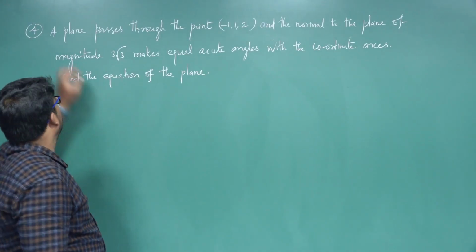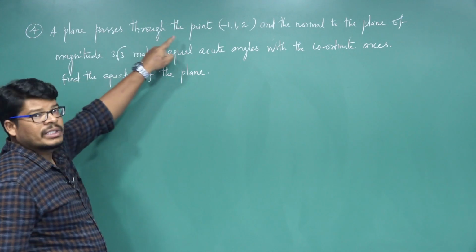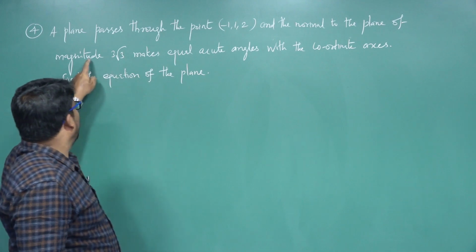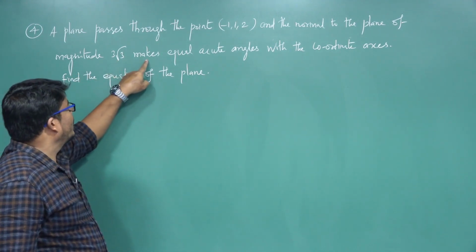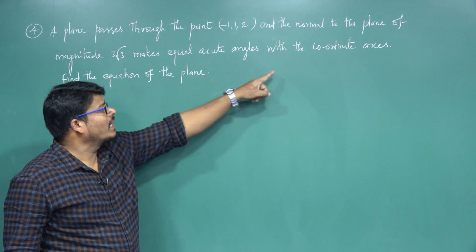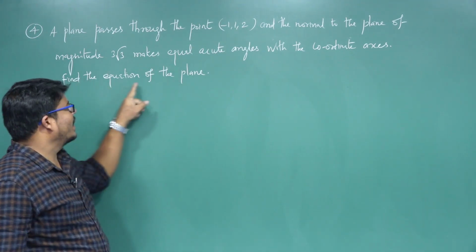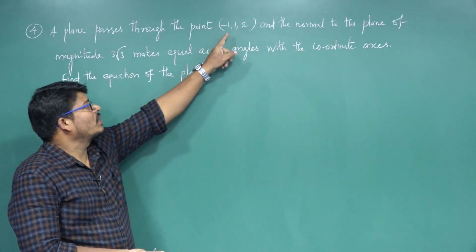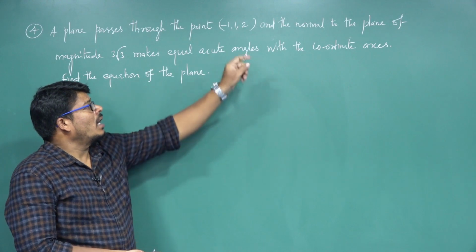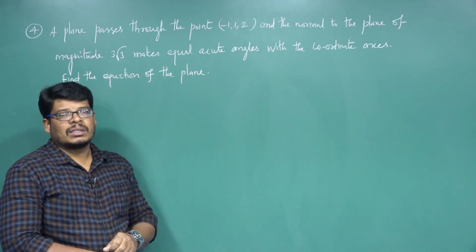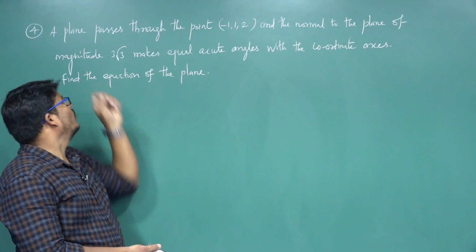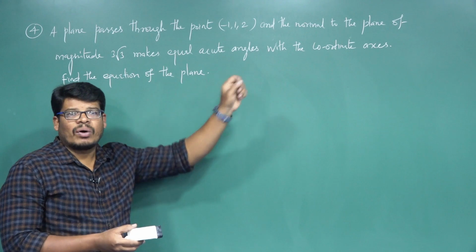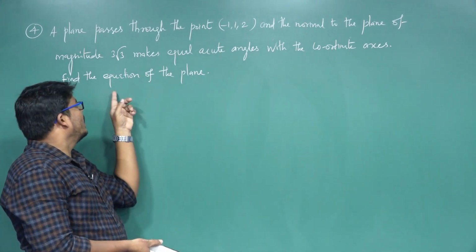Next, fourth problem. A plane passes through the point (-1, 1, 2) and the normal to the plane, of magnitude 3 root 3, makes equal acute angles with the coordinate axes respectively. Find the equation of the plane.